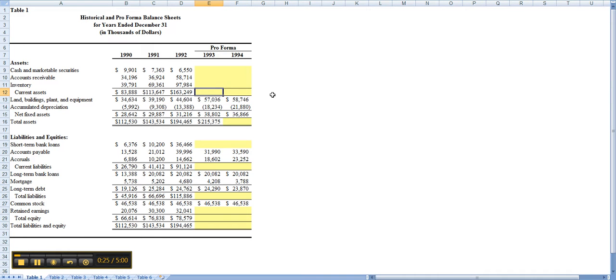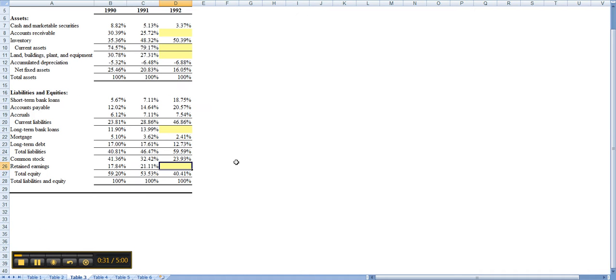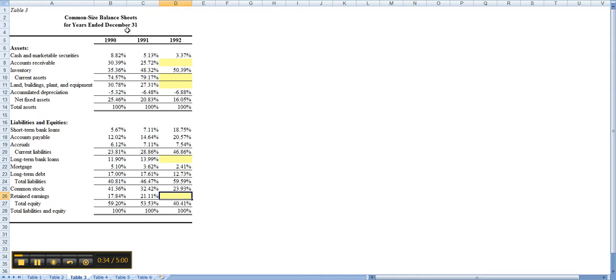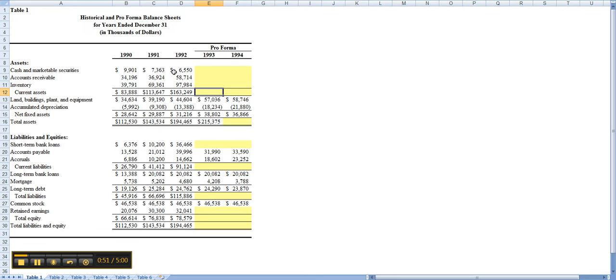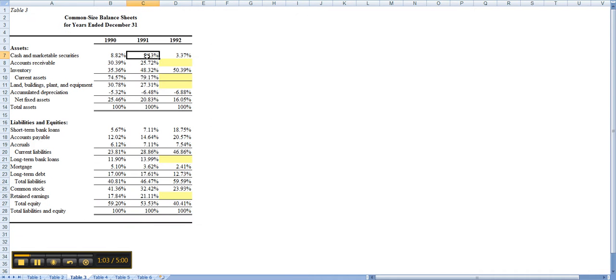Question one, again, asks you to complete the 1992 columns of tables 3 through 6. So here's the common size balance sheet. All you do on a common size balance sheet is base every one of these items on the largest item on the balance sheet, which would be total assets or total liabilities and equity. So going back to table 1, 1992, all you have to do is take each one of these items, like the 6550, divide it by the total assets, and that will give you 5.13%. So do that for all the missing items.